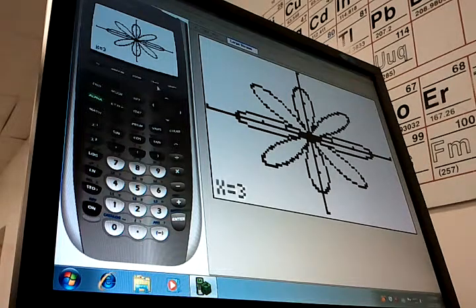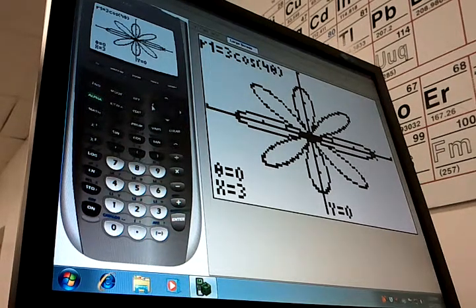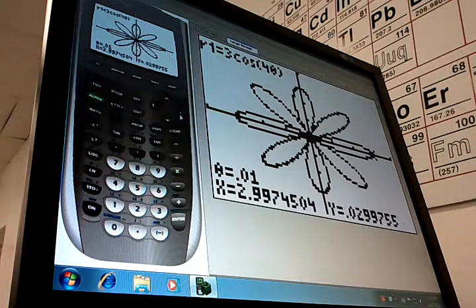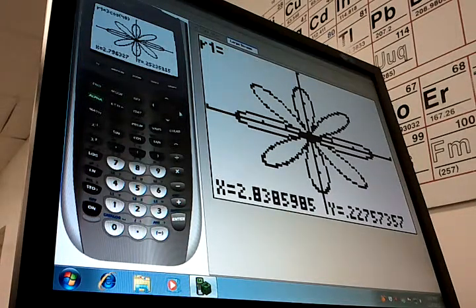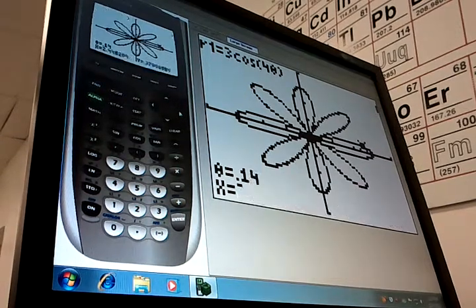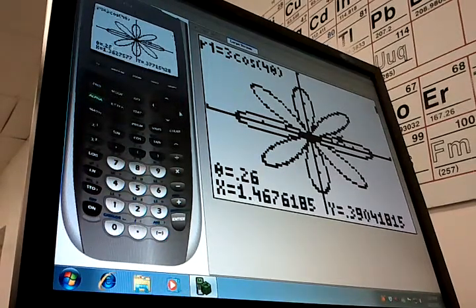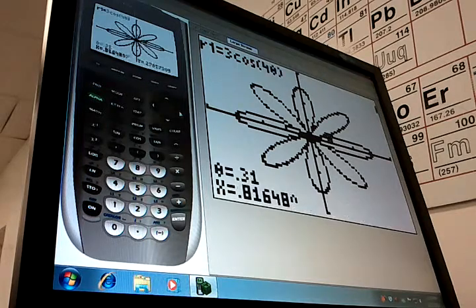If I try to trace, I can try to trace. Oh yeah, it's going to take a while because it's 0.01. So you can see the angle. Now, of course, the angle is going to be in radians.